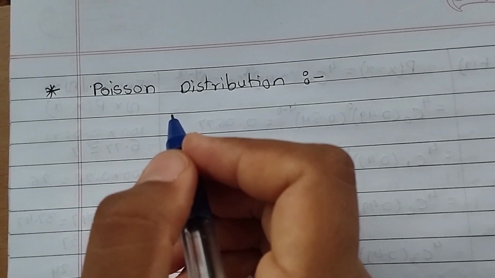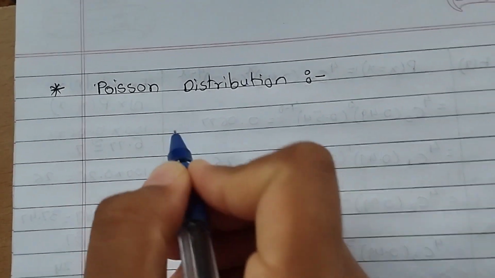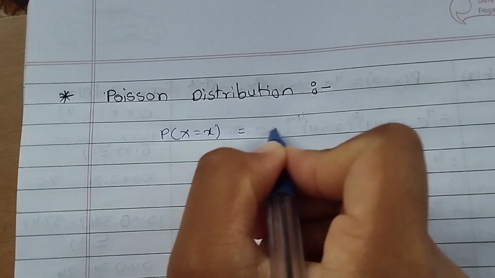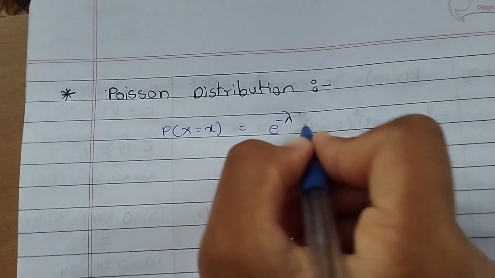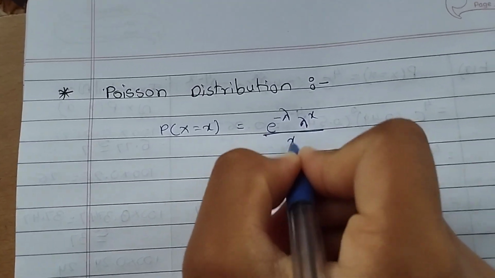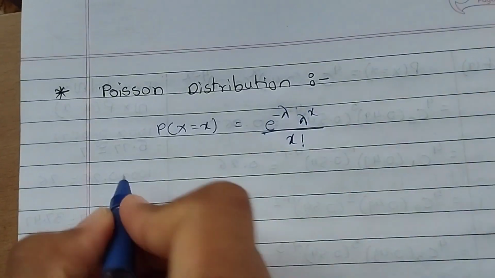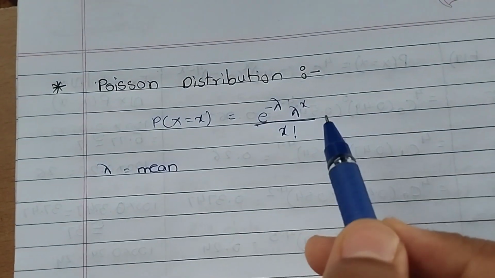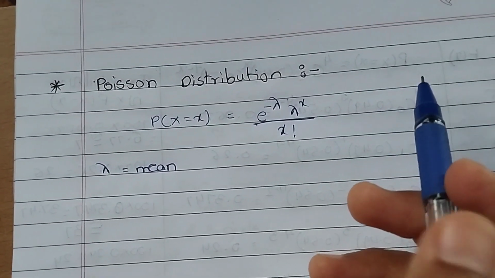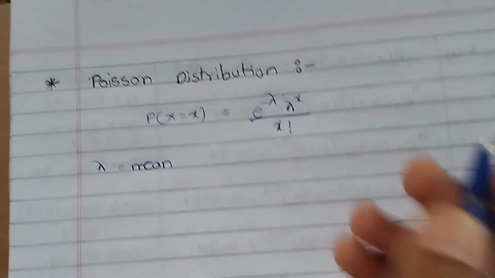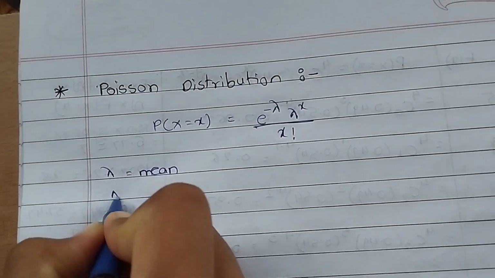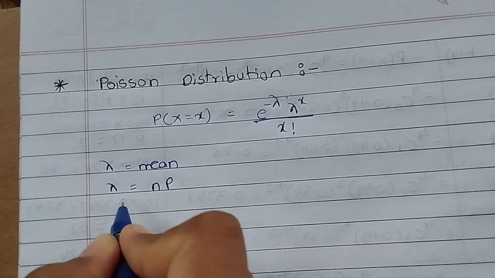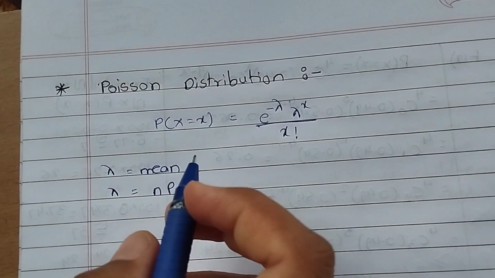So the probability distribution of Poisson distribution with the variable x is P of x is equal to e raised to minus lambda, lambda raised to x, divided by x factorial, where lambda is equal to the mean, and this x is the random variable, meaning it takes the values 0, 1, 2 up to n, and lambda is equal to np. The value of the mean is np here.